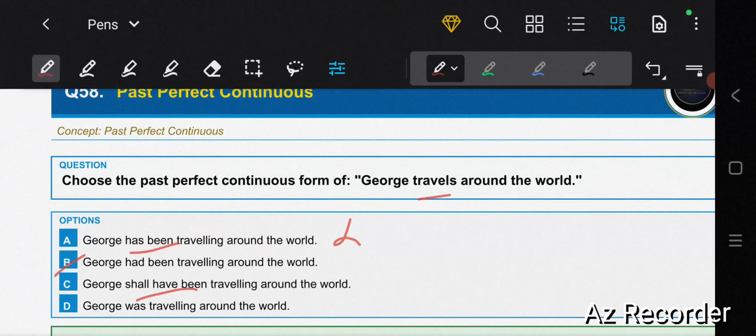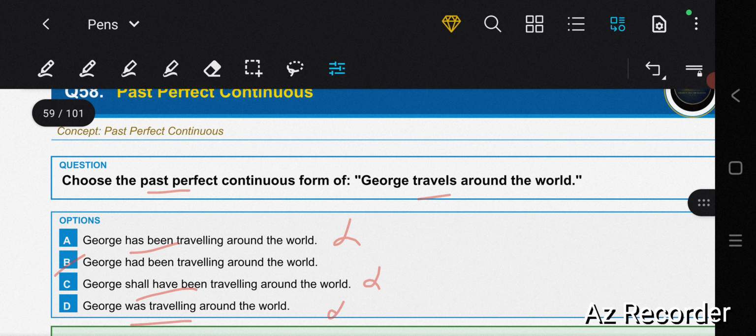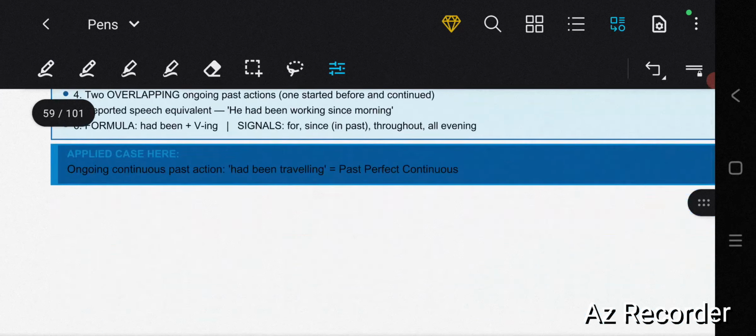And here all these verbs tell about the future. The question has asked past perfect, not about the future. Okay, George was traveling, that's past continuous. This one is also incorrect. So option B is the correct option for the question. Now we'll go for the next question.